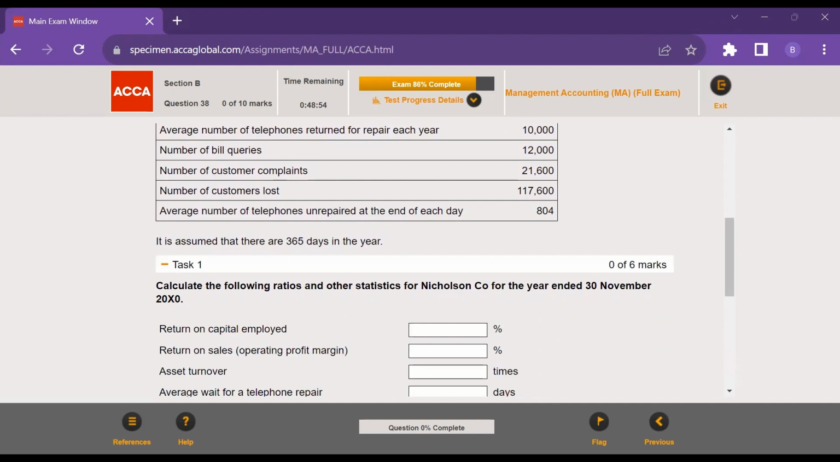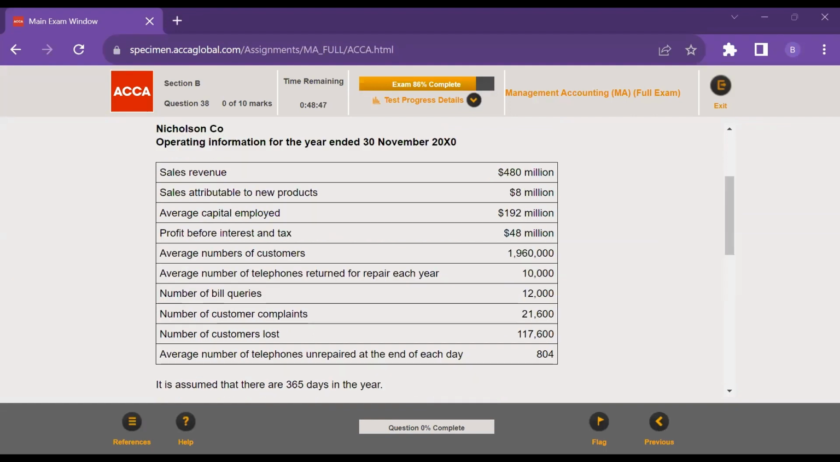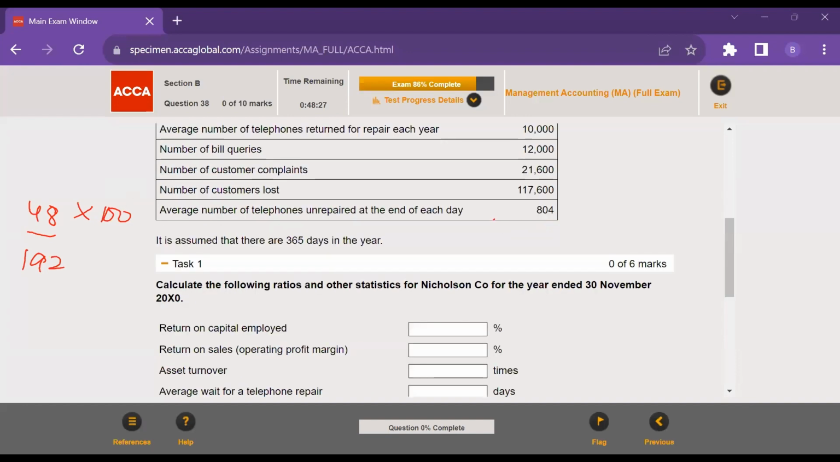First of all, we have to find out how much is our return on capital employed. So how do we find out the return on capital employed? It is nothing but your PBIT divided by the capital employed. The PBIT that I can see over here is $48 million, and the average capital employed is also given as $192 million. If you multiply this by 100, you will have your answer in percentages, and this will come out to be 25%. So I will enter 25 over here. Percentage sign is already given.